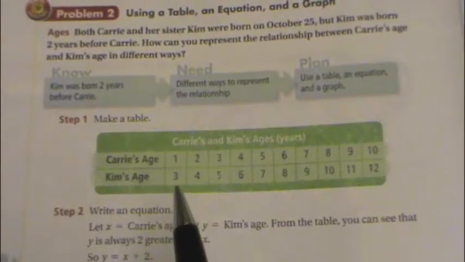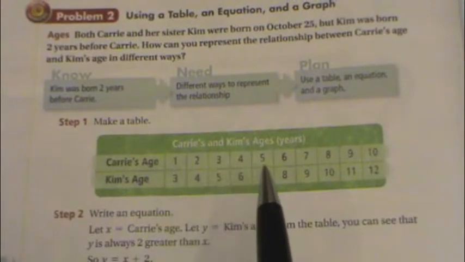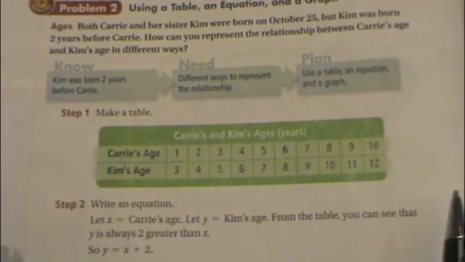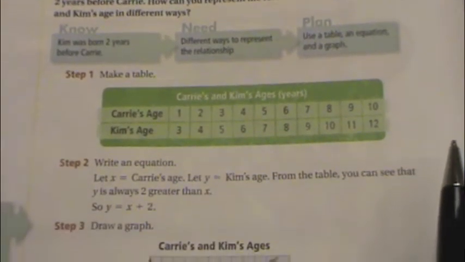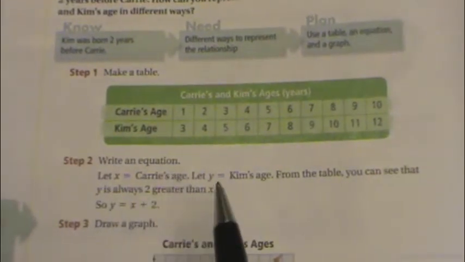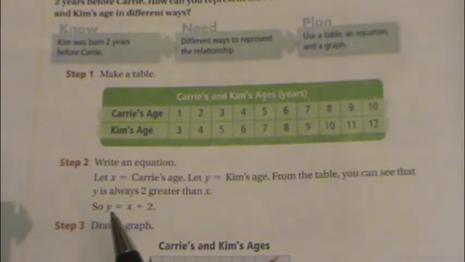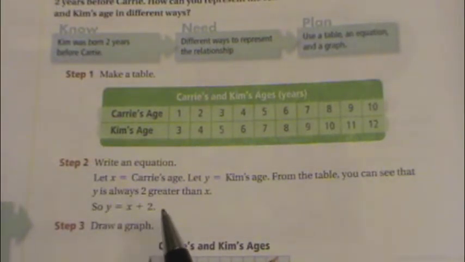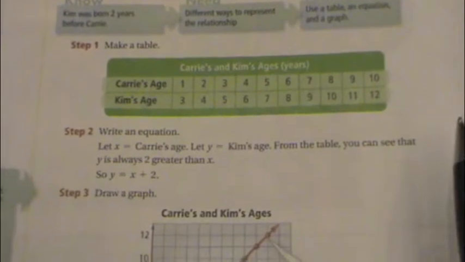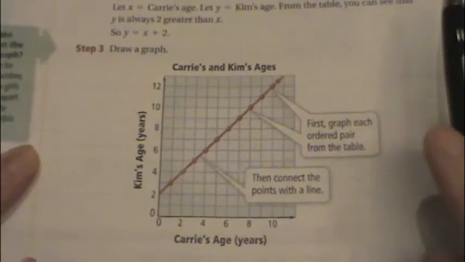When Carrie's 1, Kim is 3. When Carrie's 2, Kim is 4, and so on and so on. Then you're going to turn this into an equation. If we make x Carrie's age and y Kim's age, your equation is y equals x plus 2. And then you graph it.